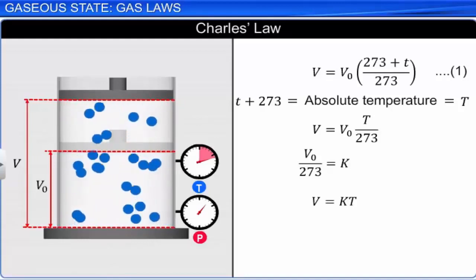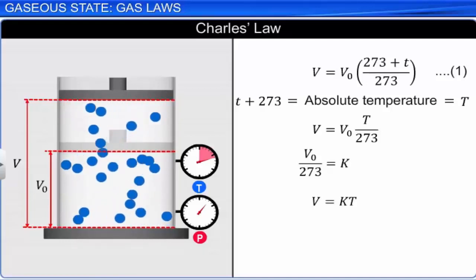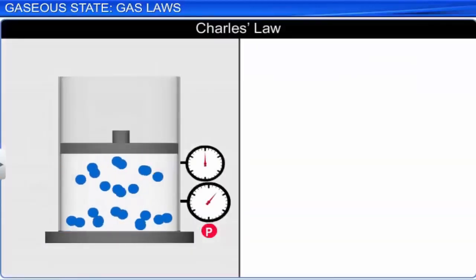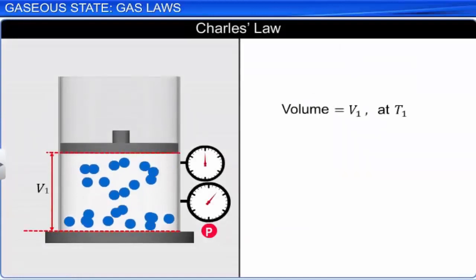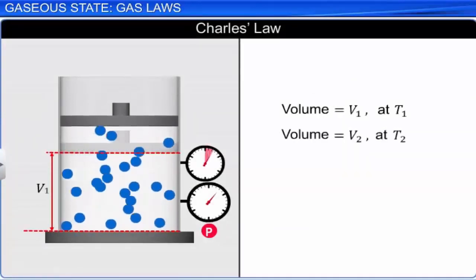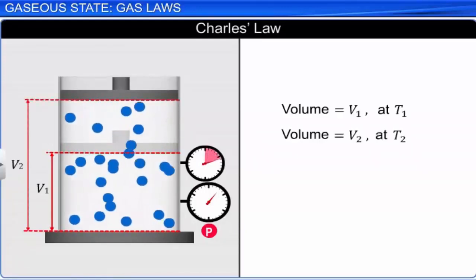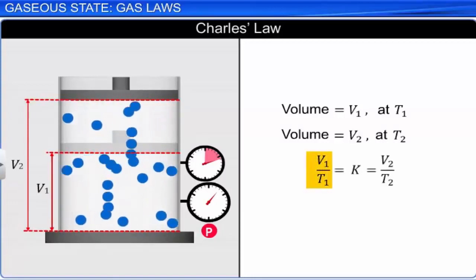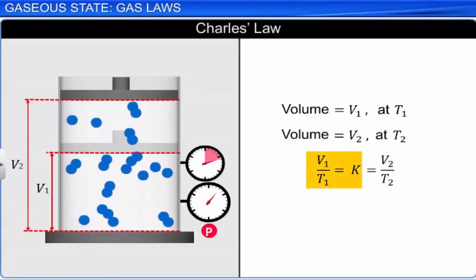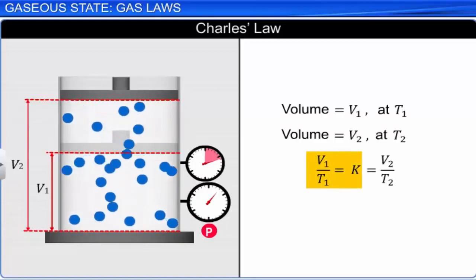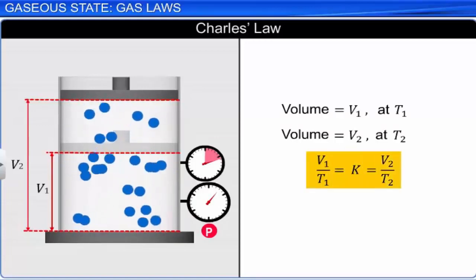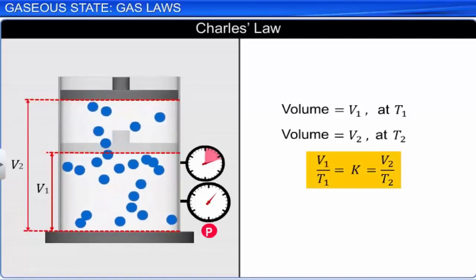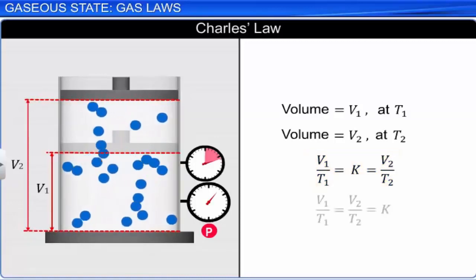If a given gas occupies volume V1 at temperature T1 and volume V2 at temperature T2, then by Charles' law, V1 by T1 is equal to the constant k, which is in turn equal to V2 by T2. Therefore, the equation can be written as V1 divided by T1 is equal to V2 divided by T2 is equal to k. This is called the Charles' law equation.